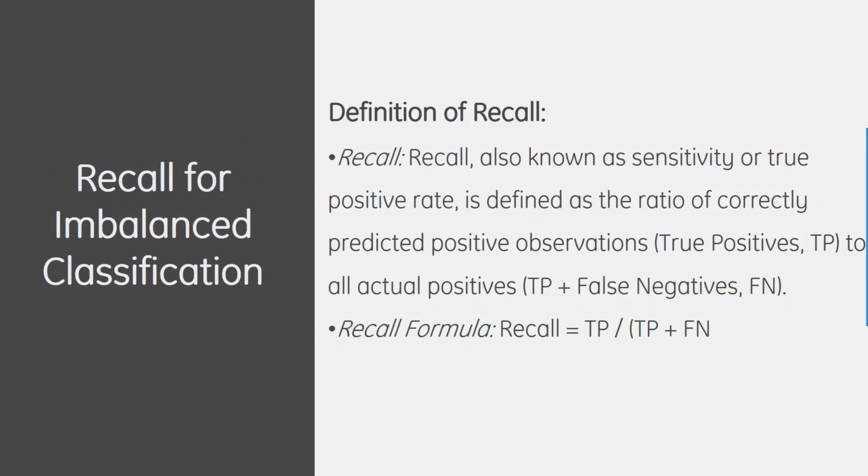Next, what is recall for imbalanced classification? Again, recall, also known as sensitivity or true positive rate, is defined as the ratio of correctly predicted positive observations, that is true positives, to the actual positives, which is true positives plus false negatives, FN. So the formula being true positives divided by true positives plus false negatives.